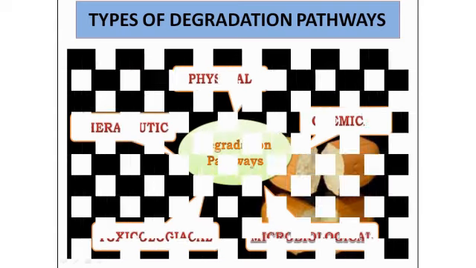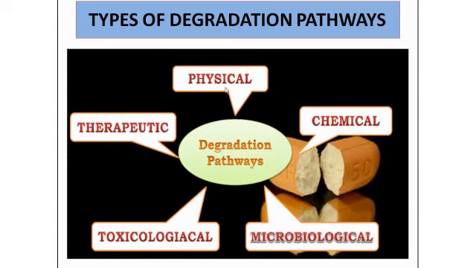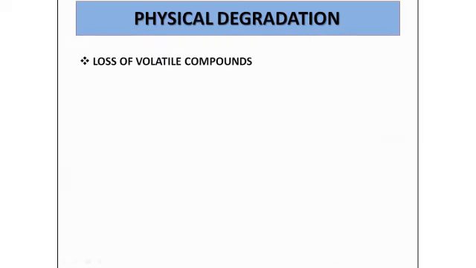Types of degradation pathway: physical, chemical, microbiological, toxicological and therapeutic. Let's discuss some of them. Physical degradation, for example loss of volatile compounds. If heat is available, then the volatile compound may escape. Next one, loss of water. If the temperature is high, water may be lost from the formulation.